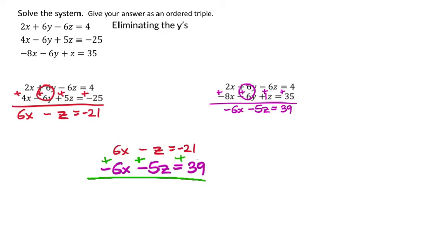So 6x plus negative 6x zeroes out as planned. Negative 1z plus negative 5z is negative 6z's. And this equals negative 21 plus 39, which is 18.